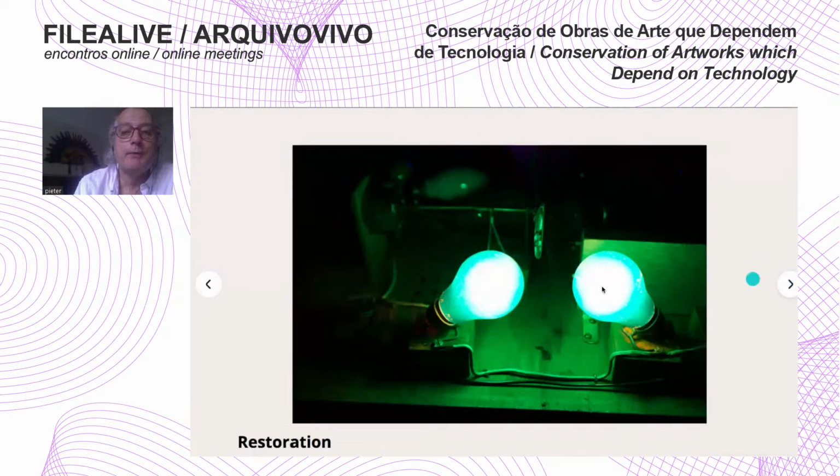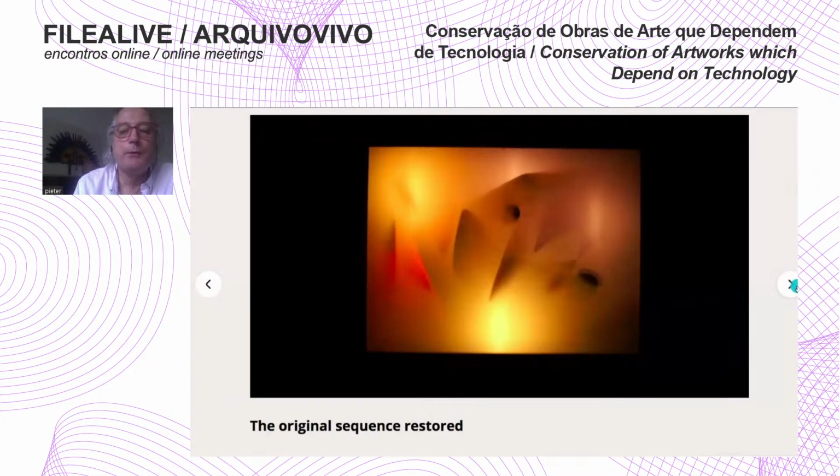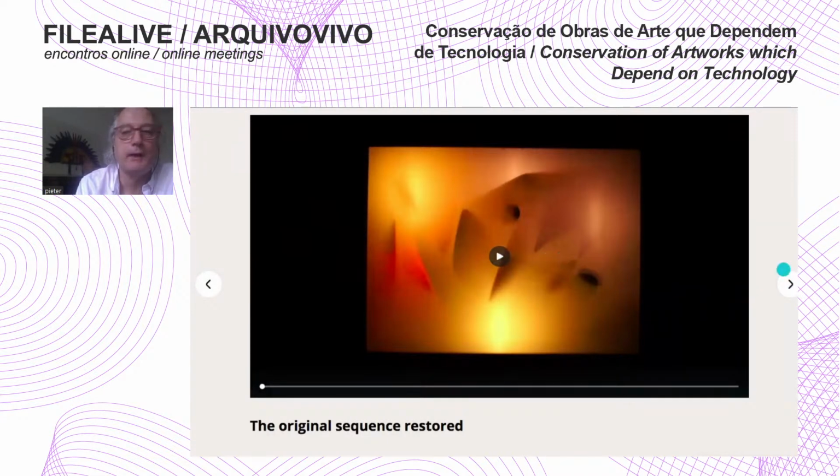It is not, so here, one of them was burned and was not anymore the original lamp. So I got some burned lamps from the artist, the original bulbs. So we could use the colors that he was using in the past to restore, because here there was a different color of green that one of the collectors had put. So the work now here is restored. The whole sequence is now visible.